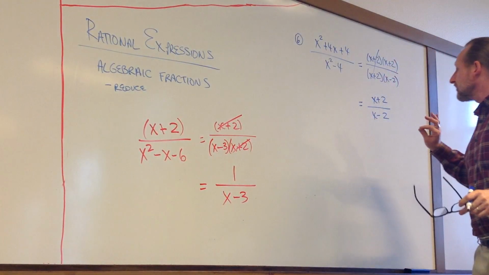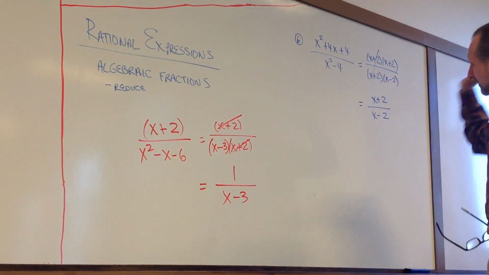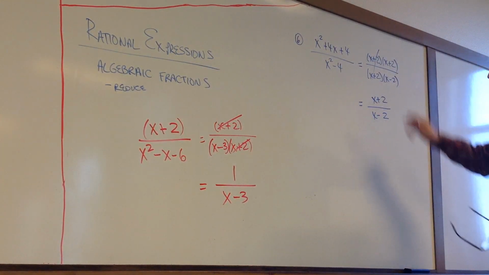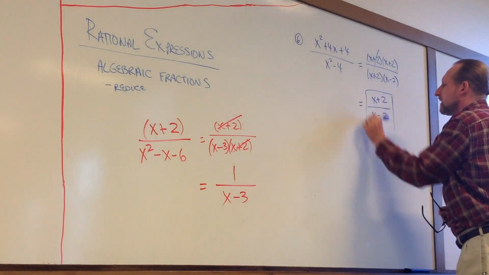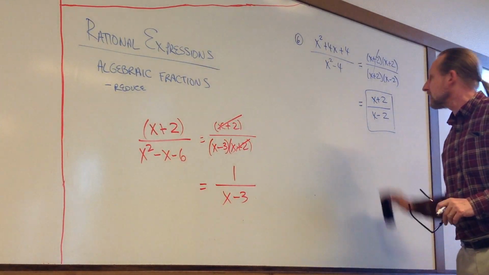You can't cancel the 2's. You can't try to do the negative one thing with this. This is lowest terms. You can't cancel out any common factors. Okay, so this one just ends up being left like that.